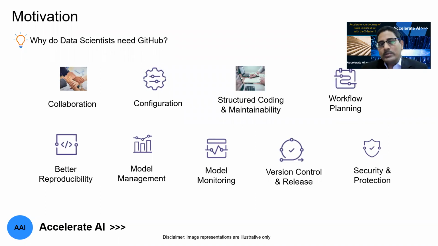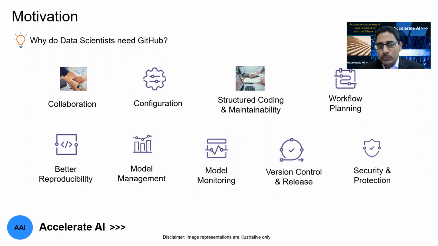When we look at why data scientists need GitHub, there are many points. One, of course, you look at it from a collaboration perspective, because data science is more of an experimental, iterative kind of field. So collaboration is very much needed amongst team members. Then configuration. Obviously, as part of the overall deliverables, we need to make sure how we configure, how we can automate some of those things, how we can dynamically change the parameters as part of the configuration. So that's very important.